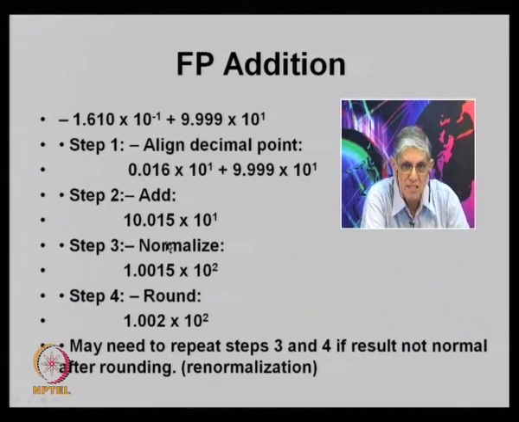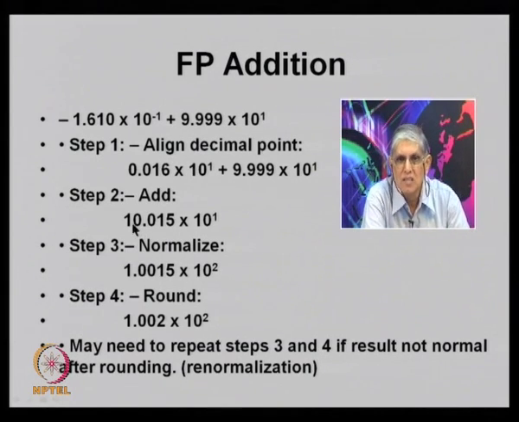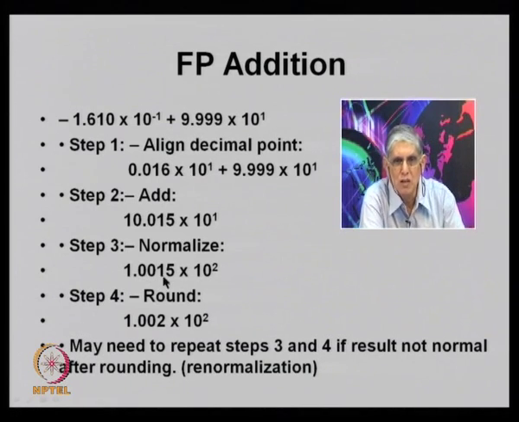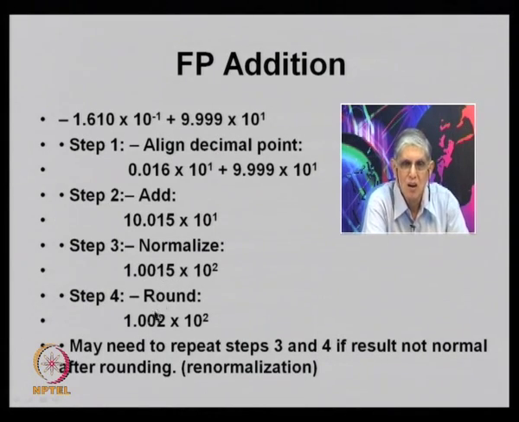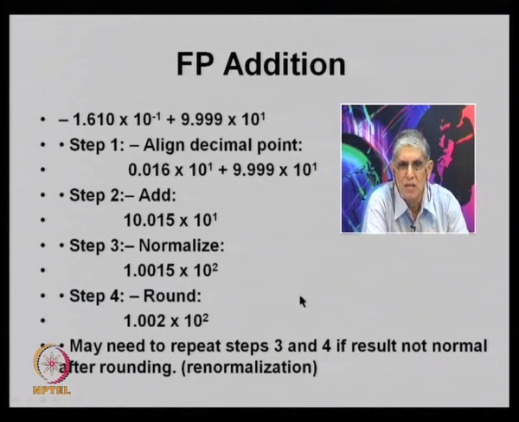Then the next operation is we normalize. What do we mean by normalize? We do not want two digits before the decimal point; there should be only 1. So we divide by 10, giving 1.001 times 10 to the power 2. Then we may round it off, depending on how much accuracy you want. Say, for example, 1.00 is good enough, if I neglect the last digit. If it is 5 or more than 5, we round up the last bit. We may need to repeat the normalization step if it is not correct after rounding, and renormalize.